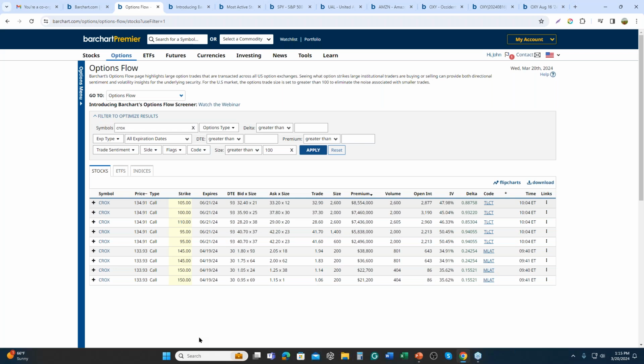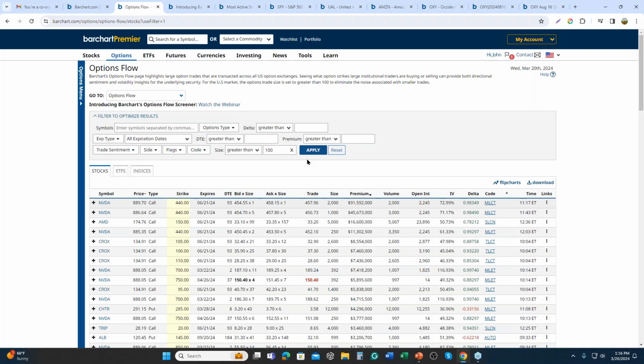Again, I didn't have time to set this up and look under the analysis here, but in terms of Crocs, what I see looks like a couple of different call spreads. For instance, this looks like some kind of a butterfly, 95, 100, 105, 110. And then this looks like a 145, 150 call spread. So that could be a bullish sentiment, could be a bullish trade. But again, they would have to do a little more analysis.